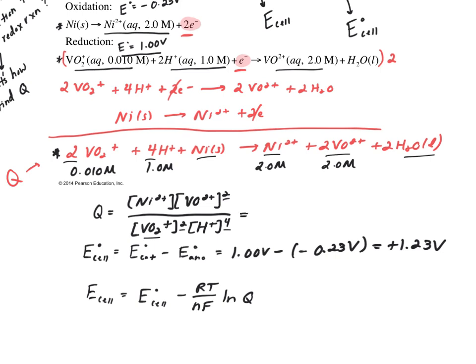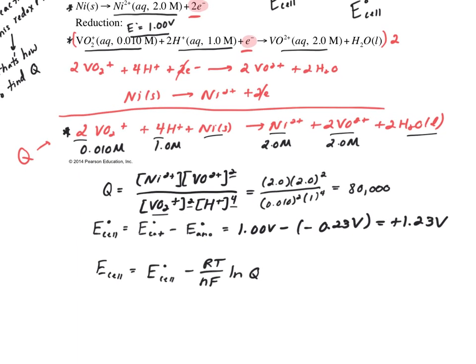It's all right. Okay, so then once we have that written, now we can go ahead and plug in our values for Q. So we've got 2 for nickel. We've got 2 for VO2+, but that's squared. Now this is over VO2+, which is 0.01. That's squared. And then 1 for protons, which is raised to the 4th power. So when you multiply all of that together, you get 80,000. So 80,000 is what Q is.